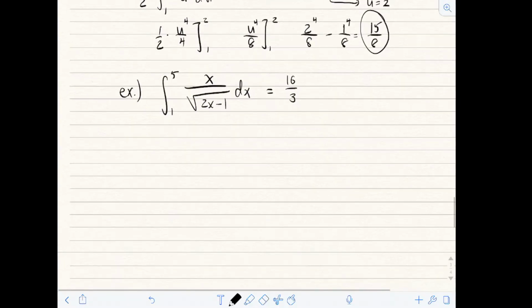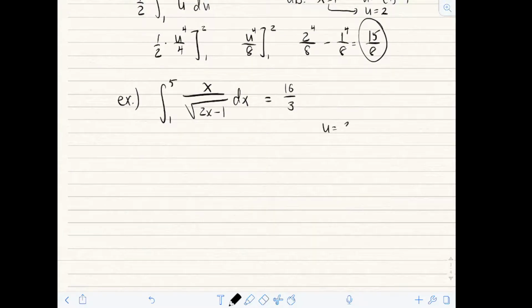Okay, so I'm going to work out this problem. I'm going to say u is going to be equal to 2x minus 1. Therefore, du is going to be equal to 2 dx. Since the lower bound is 1, I'm going to convert that. So u is equal to 2 times 1 minus 1. So the new lower bound is going to be 1. And oh, this is supposed to be a square root, so I'm going to change that up. That's also going to change my du as well.